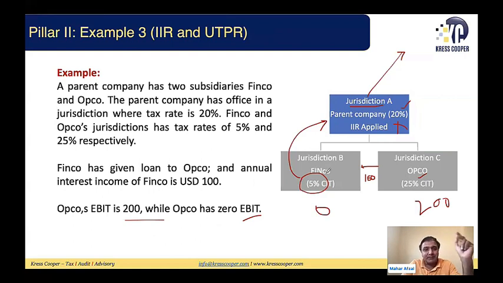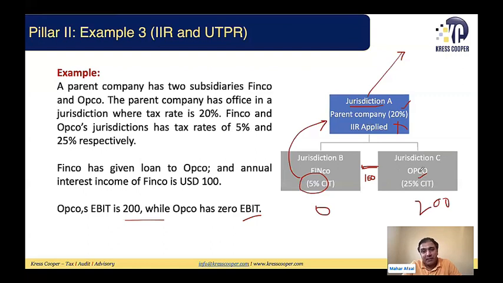For the UTPR, there are two models, two techniques to collect the tax. The first technique is denial of deductions. Whatever this 100 is, being paid to B, tax authorities will say, don't deduct it from your profits.